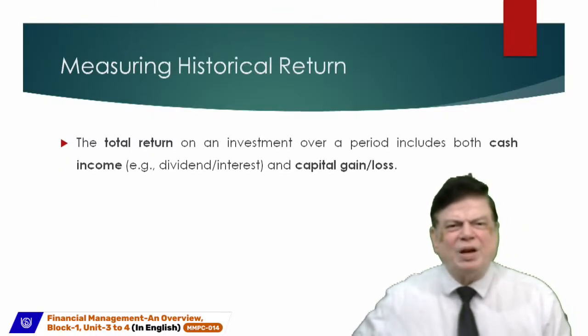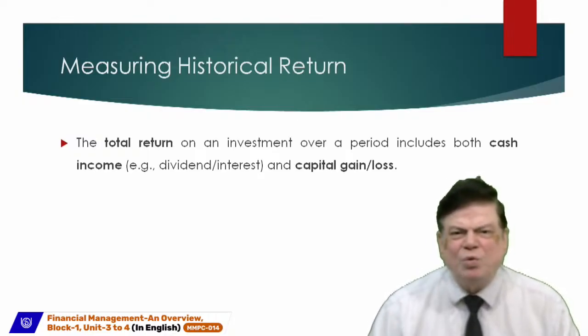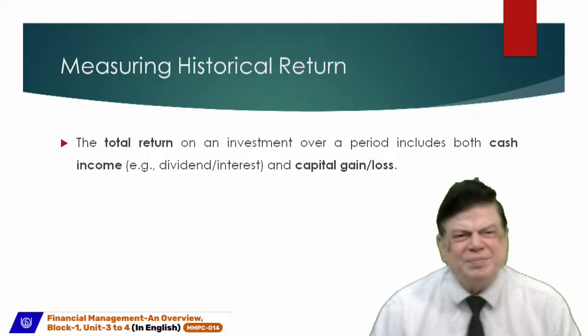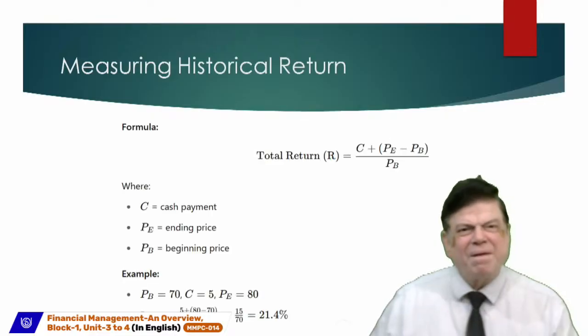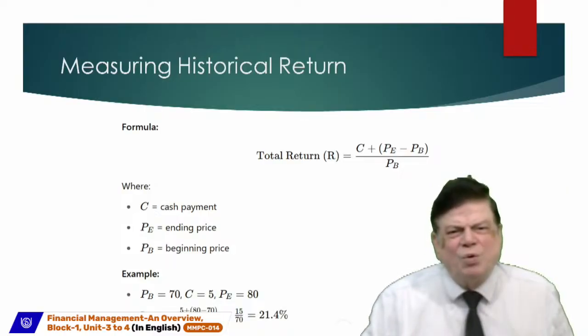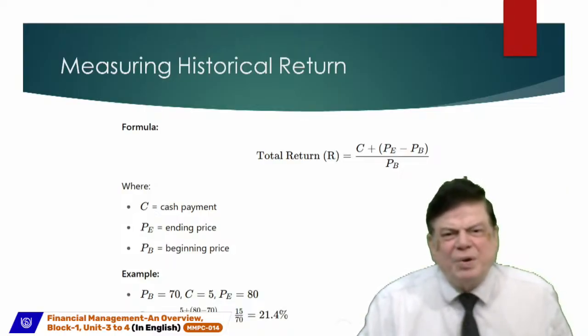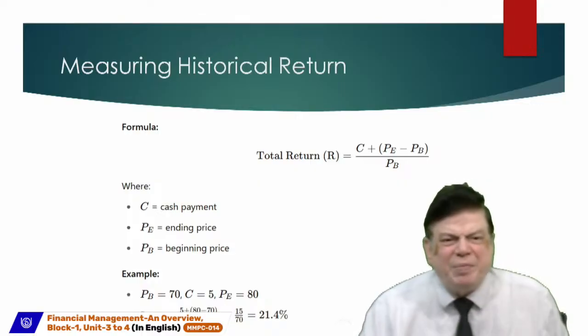Measuring historical return. The total return on an investment over a period includes both cash income, that is dividend, interest, and capital gain or loss. That total is known as historical return. Now, they have explained here how it is measured. Total return R is equal to C plus PE minus PB, divided by PB. C is cash payment, PE is ending price, PB is beginning price.